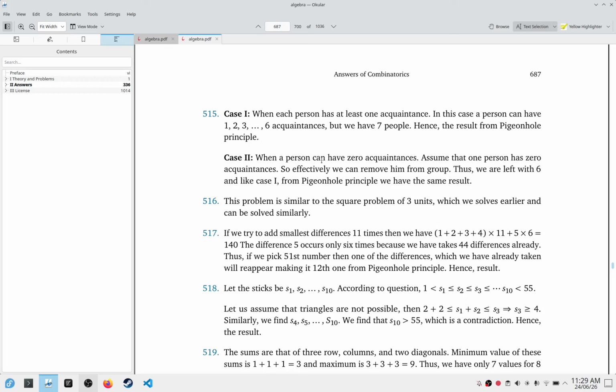Case 2, when a person can have 0 acquaintances, assume that one person has 0. So effectively, we can remove him from the group. Thus, we are left with 6, and like case 1, from the pigeonhole principle, we have the same result.